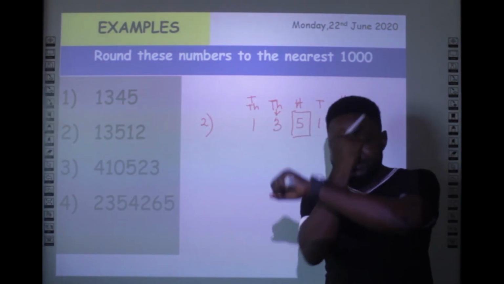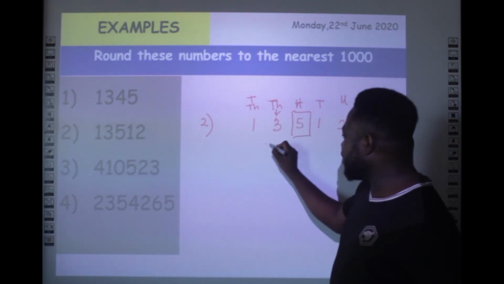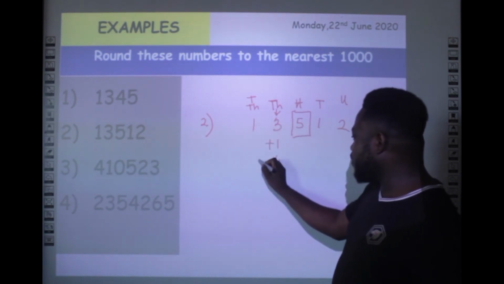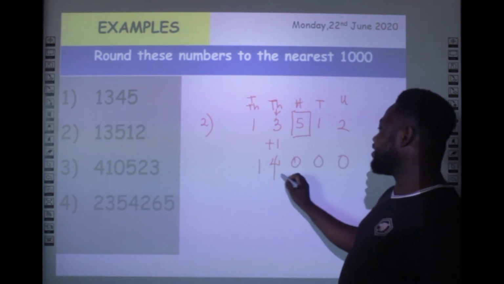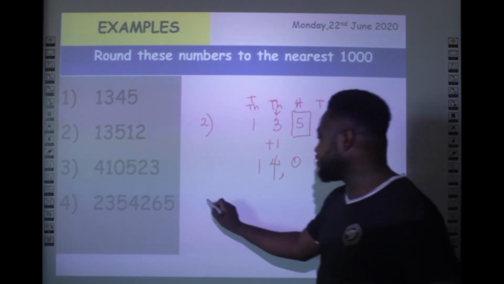You add 1 to the target digit, because the digit to the right is up to 5. 3 plus 1 will give us 4. You drop down 1. Any other digit will now turn to 0. So our answer here is 14,000. That's number 2. Now let's look at number 3.